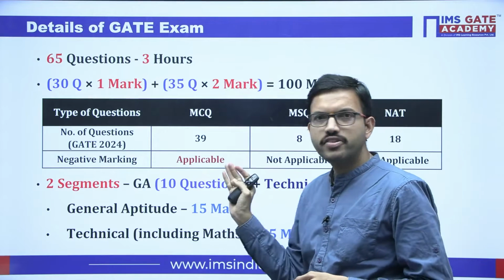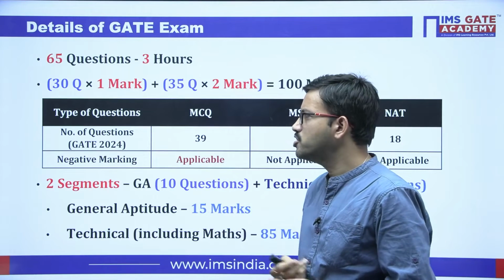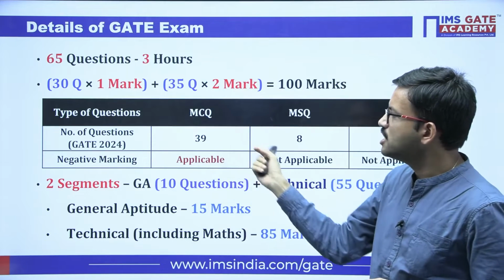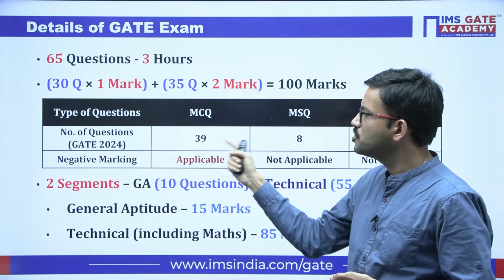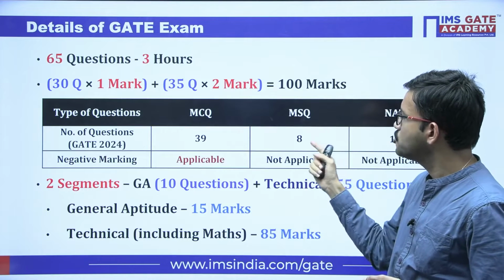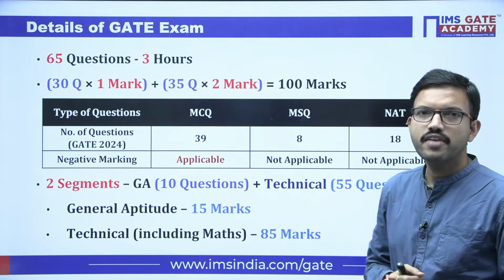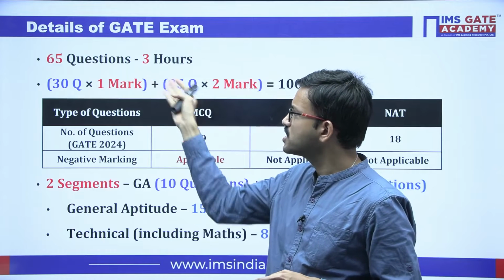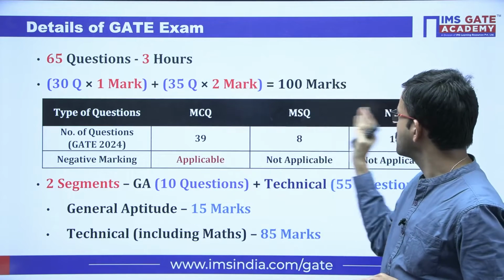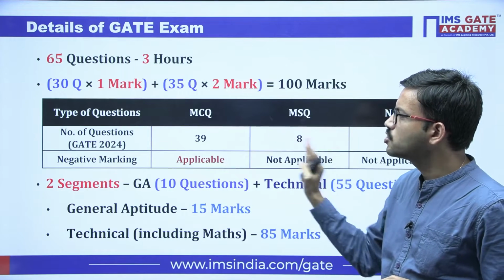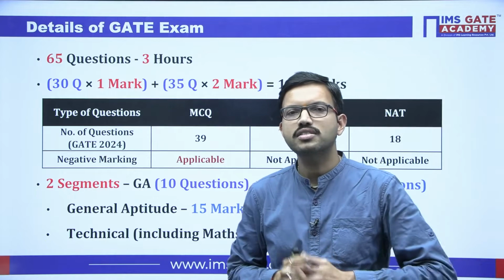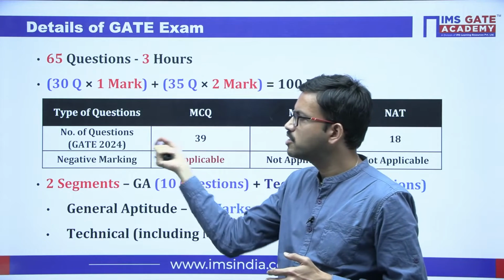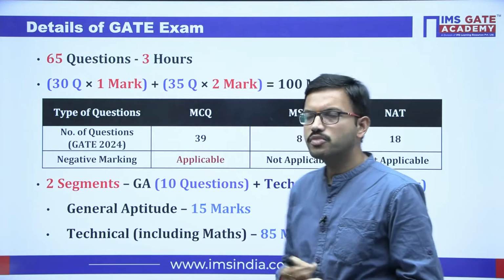Just for reference, in the GATE 2024 exam for the ECE branch, in the ECE paper you had 39 MCQs, 8 MSQs, and 18 NATs. This just gives an idea of how many questions of each type, MCQ, MSQ, and NAT, you can expect on average out of the 65 questions. For the time being, I have mentioned the GATE 2024 paper details here.